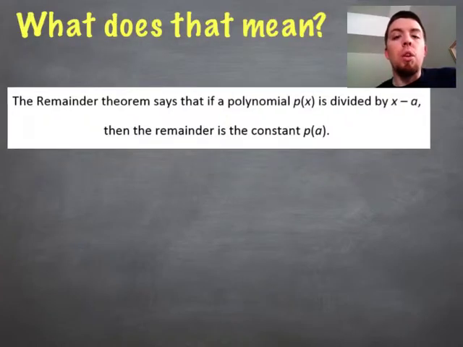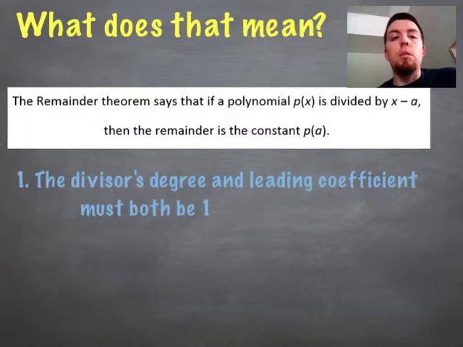Okay, so what does the definition mean? Well, there's two things we get from that. The first is that the divisor's degree and leading coefficient must both be 1. So if you see here, it says x minus a. The degree is right there, which is 1, and the leading coefficient, which is right in front, is also 1. So for this theorem to work, both of those have to be 1.